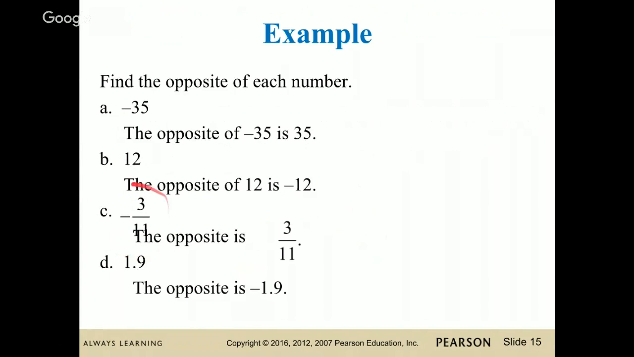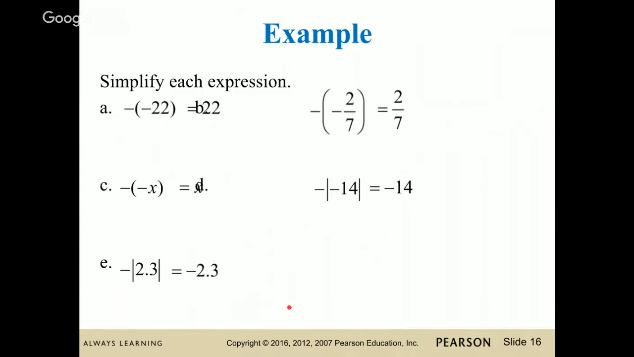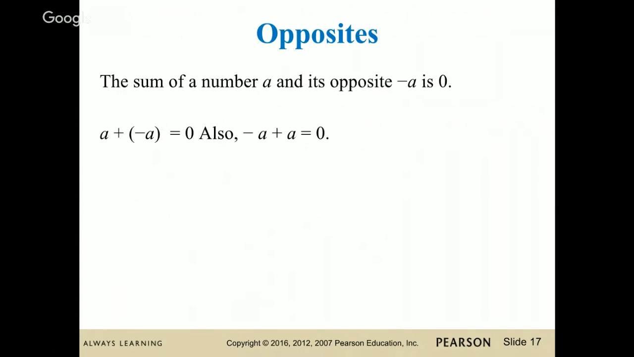This is a -3 over 11. The opposite of -3 over 11 is going to be a +3 over 11. The opposite of a +1.9 will be a -1.9. Right? Busting through these because I think you guys know them. All right. And not even going to go over that one.